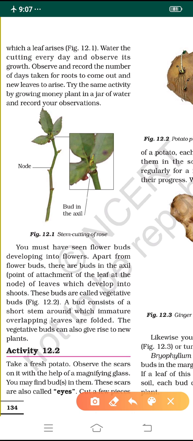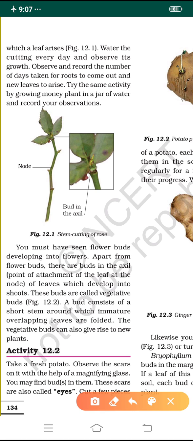So water the cutting every day and observe its growth. Every day, that buried cutting of the champa or rose plant, you have to water it daily. Put water every day and observe its growth after a few days. You have to record the number of days taken for roots to come out and new leaves to arise, that is, how many days it has taken for the roots to come out and new leaves to start to grow.